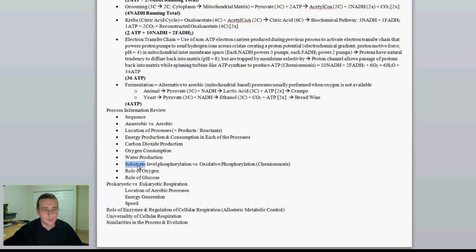You gotta know the difference between substrate level phosphorylation and oxidative phosphorylation. You gotta know what the oxygen is for as the final electron acceptor. You gotta know the role of glucose as the electron donor that's going to give all this energy to start the chemical reactions of your body.